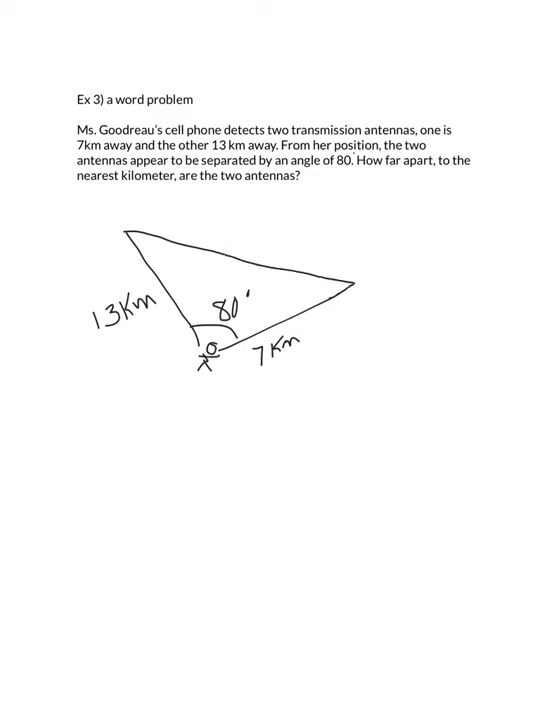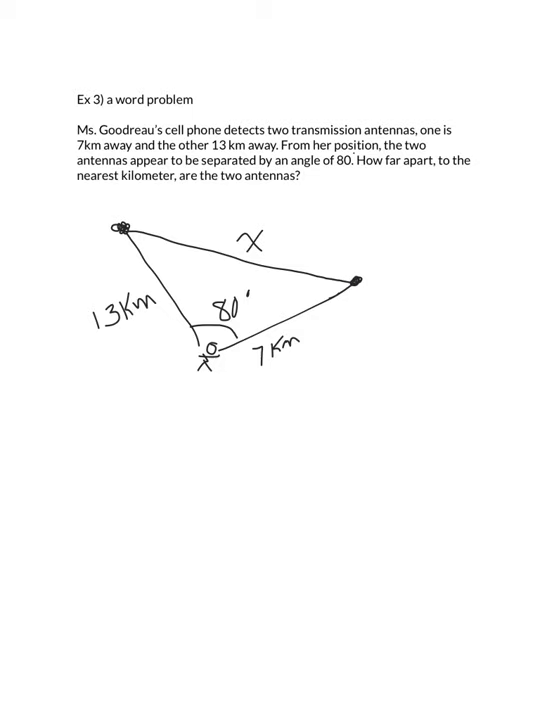It doesn't really matter. The question wants to know how far apart are the 2 antennas. So this was one antenna, 7 kilometers away. This was the other, 13 kilometers away, and they want to know this distance. Now again, this is going to be the cosine law, but when I look at it, I should know that I'm using the cosine law because I know an angle, but I don't know its matching side, and I know 2 sides, and I do not know their matching angles.